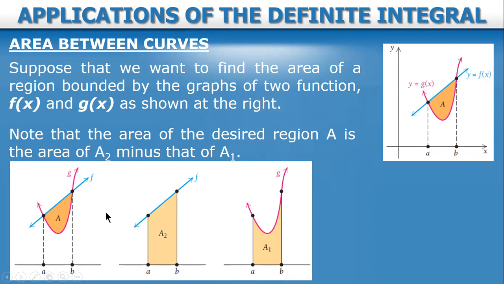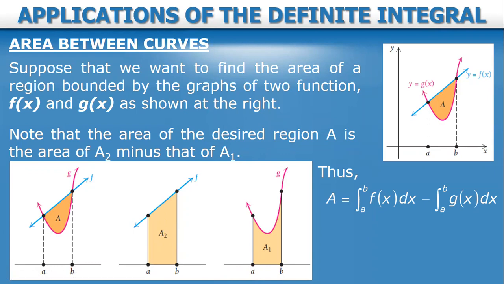So therefore, this area A is equal to the integral. The integral of a function is the area of the region under the graph. So A sub 2 is the integral of f of x dx for interval a to b, minus A sub 1, the integral of g of x dx from a to b. Again, our basis is the integral or the area is equal to the integral of the function.